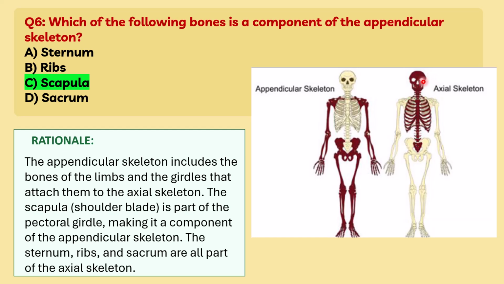You can see the skeletal system is divided into two main groups. One is the axial skeleton, the other one is the appendicular skeleton. The appendicular skeleton includes the bones of the limbs and the girdles that attach them to the axial skeleton. So here the scapula, that is the shoulder blade, is part of the pectoral girdle, making it a component of the appendicular skeleton. On the other hand, the sternum, ribs, and the sacrum all are part of the axial skeleton.